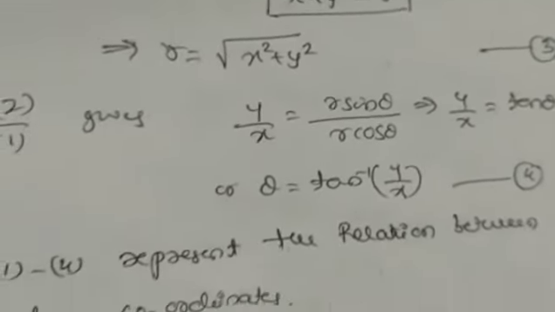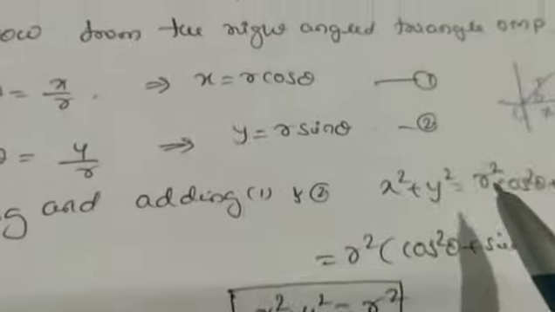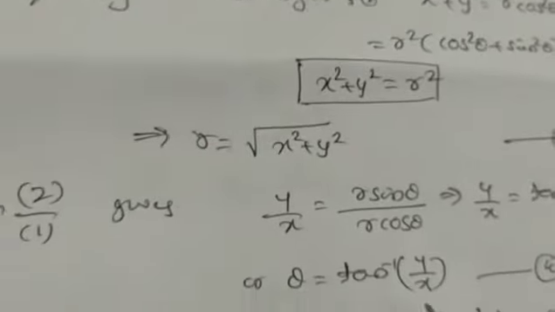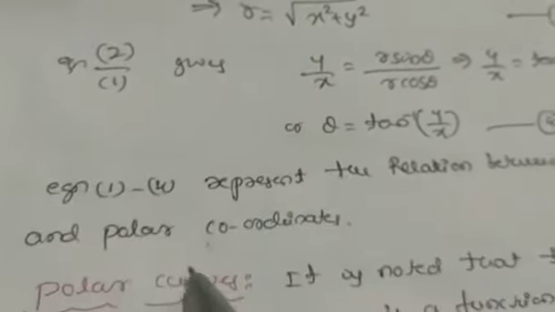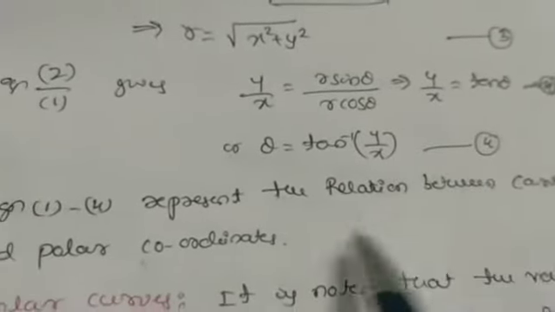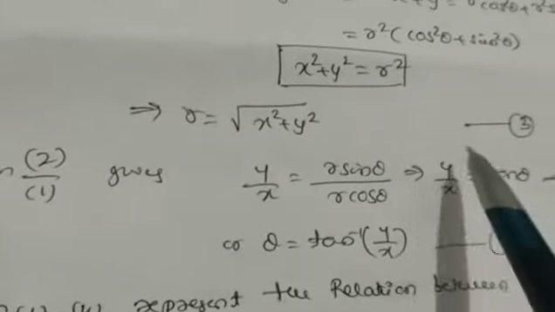This is equation 4. Now these equations 1, 2, 3 and 4 represent the relation between Cartesian and polar coordinates. This is all you studied in previous classes also.